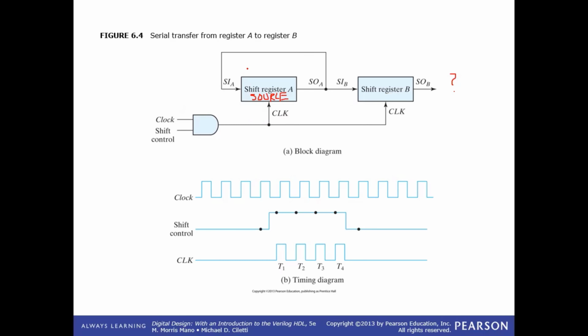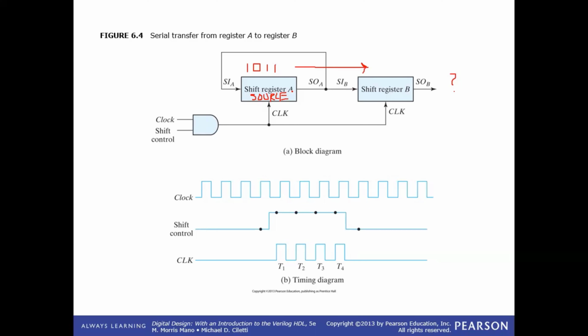So let's suppose that we have 1, 0, 1, 1 in the shift register A. We have 4 bits in the shift register A, which is the source register, and we want to transfer this data to shift register B, which is in front of you over here.